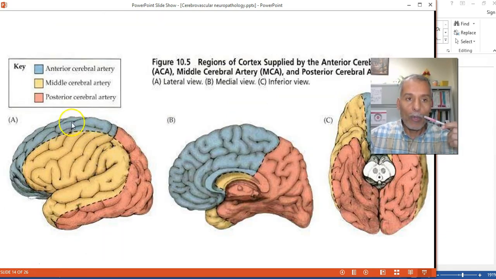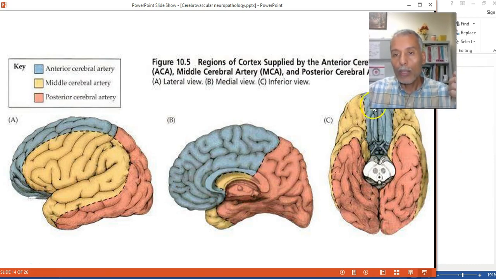This is again a region of the anterior cerebral artery. This is the middle cerebral artery. This is the posterior cerebral artery, and you could see from the sagittal view the area of the anterior cerebral artery. Basically, the entire frontal lobe is supplied by it. You could see the anterior corpus callosum also supplied by that. And you could see here the two sides. These are the two sides of the artery.